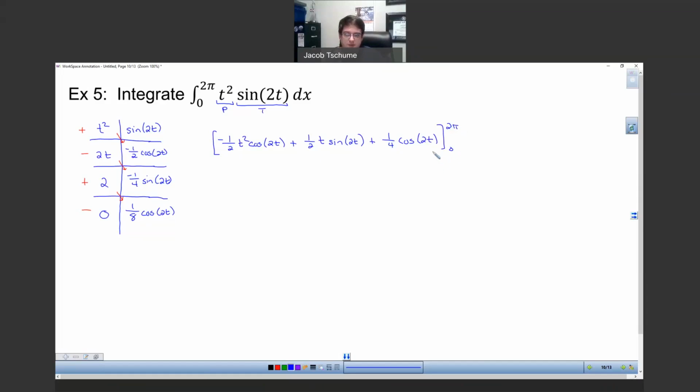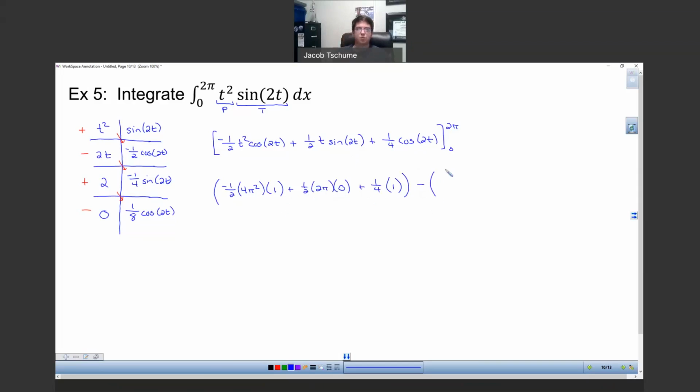So take your integral that we used the tabular method on, and let's plug 2 pi into everything. So this would be negative 1/2 times, if you square 2 pi, you get 4 pi squared. And then the cosine of 4 pi is actually 1, plus 1/2 times 2 pi. The sine of 4 pi is 0, so that term will go away in just a minute. Plus 1/4 times the cosine of 4 pi, once again, is 1.